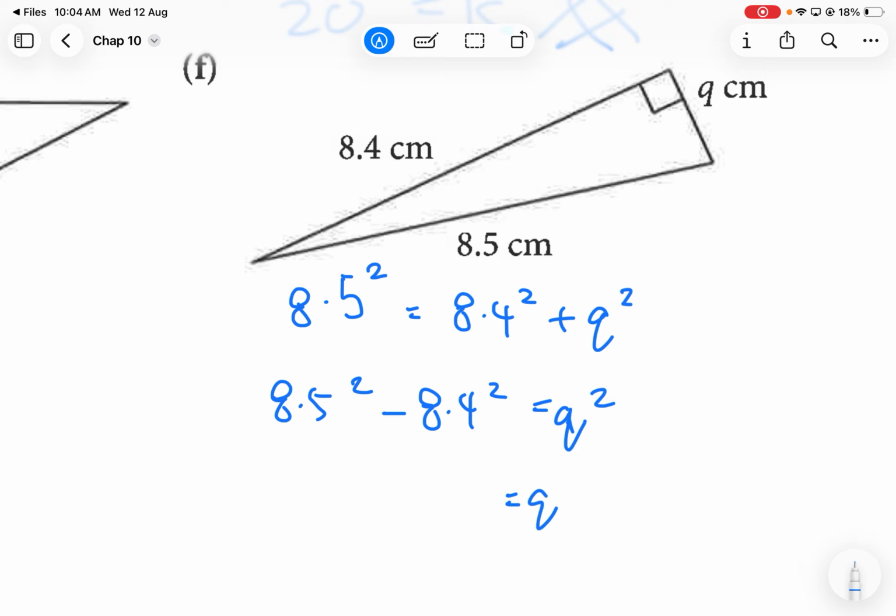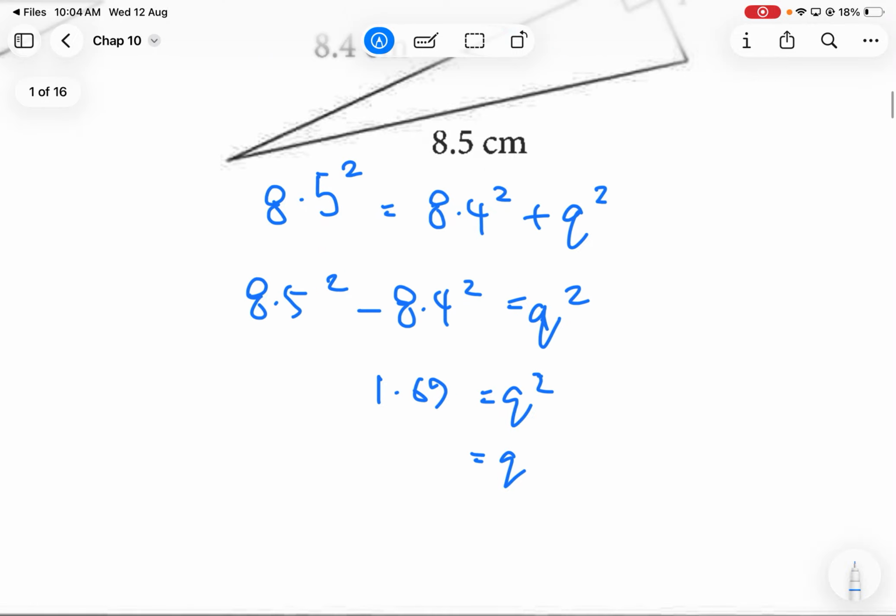$1.69. Then I take square root 1.3. Okay? Simplest topic.